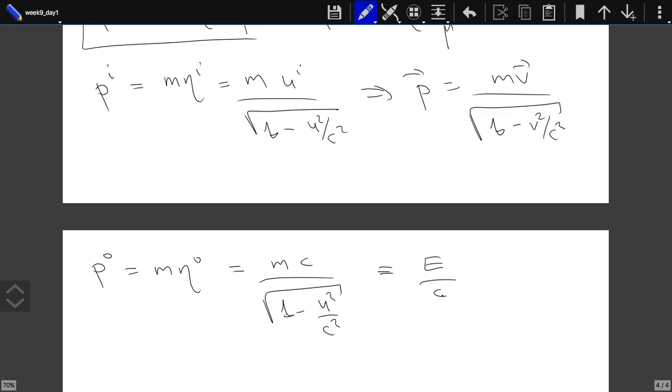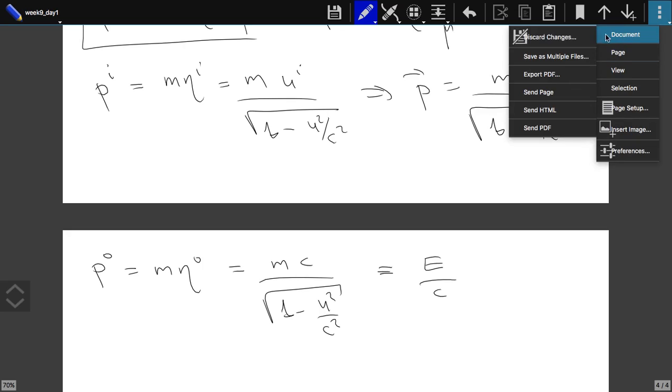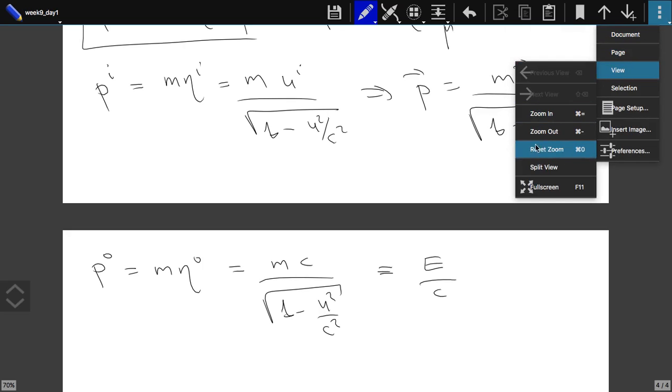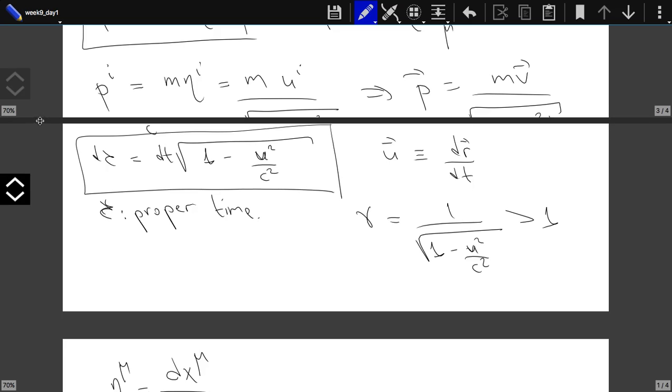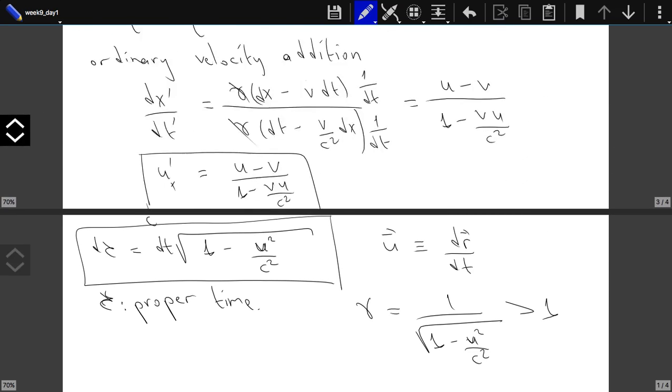Why is it equal to mc? Huh? For example. Why is it equal to mc? Why not, for example, mu or mu_x? Are you assuming that the particle is moving? No, I'm not. I'm not assuming anything. I'm just following my definitions.